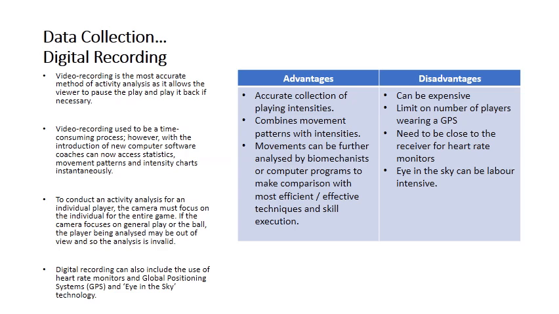You can also use other methods other than video recording. Digital recording can include things like your heart rate monitor, which at a pretty simple level gets you some good data on intensities. And GPS is a really common one that you also see used a lot, particularly in the AFL and a lot of other elite sports.